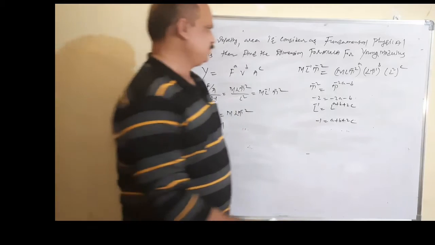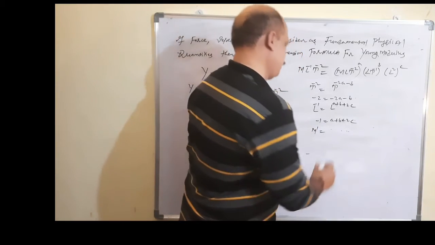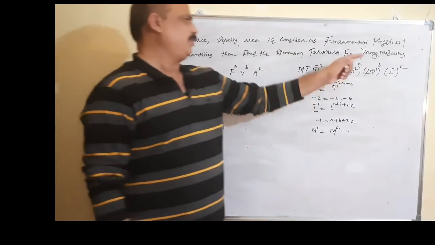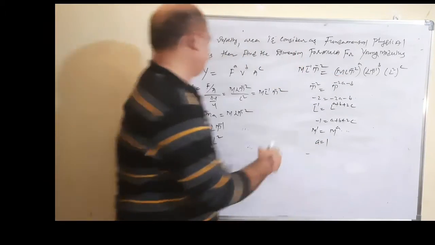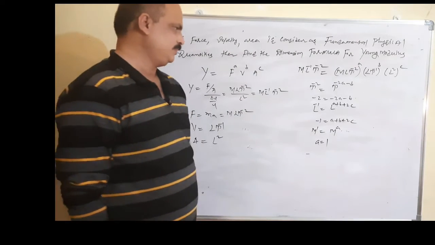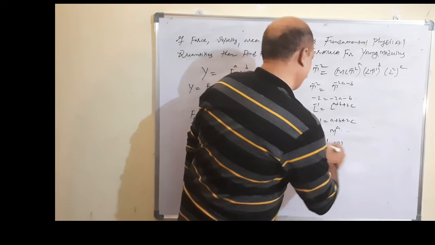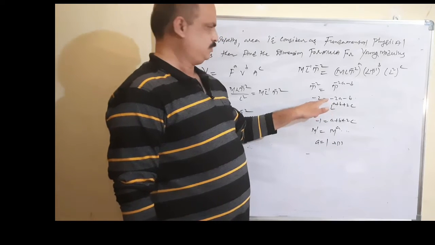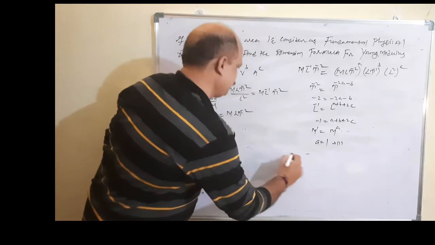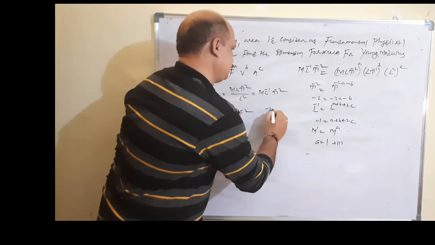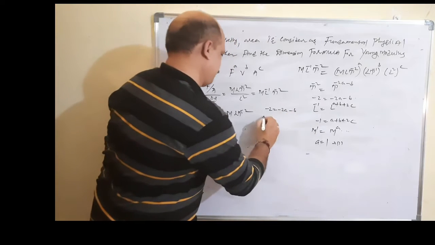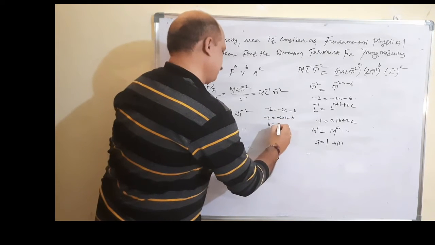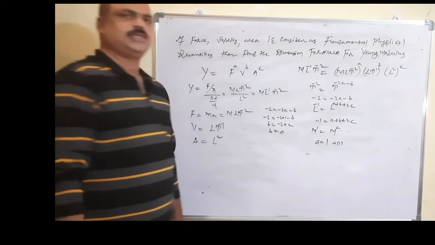Equating M powers. M power 1 is equal to M power a. Only M power a. That means here a is equal to 1. So this is equation 1. Now substitute this value in this equation. Minus 2 is equal to minus 2a minus b. Minus 2 is equal to minus 2 into 1 minus b. So b is equal to minus 2 plus 2. b is equal to 0.